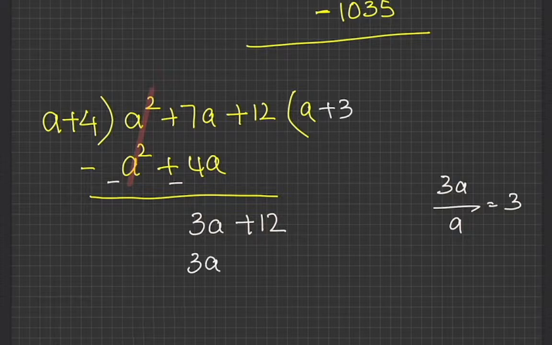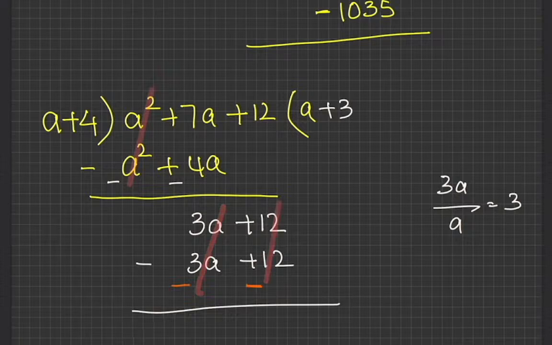So when I multiply, I get 3a plus 12. Now this will become negative. This will become negative. So 3a cancels, negative 12, positive 12 cancel. So I have my quotient as a plus 3. Right?